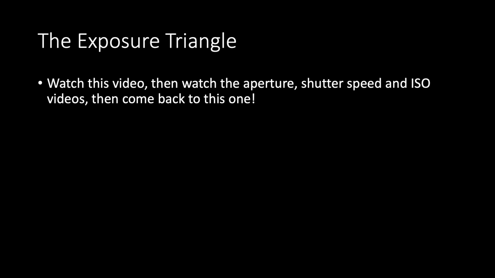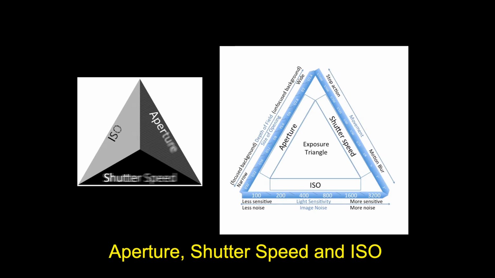So let's talk about the exposure triangle for a little bit. I suggest that you watch this video, then go back and watch the aperture, shutter speed, and ISO videos, and then come back to this one. This will make a little bit more sense once you understand a little bit more about the individual settings. So here's the exposure triangle.